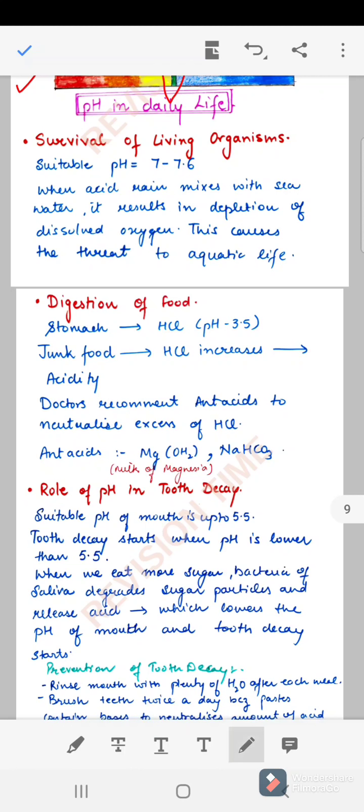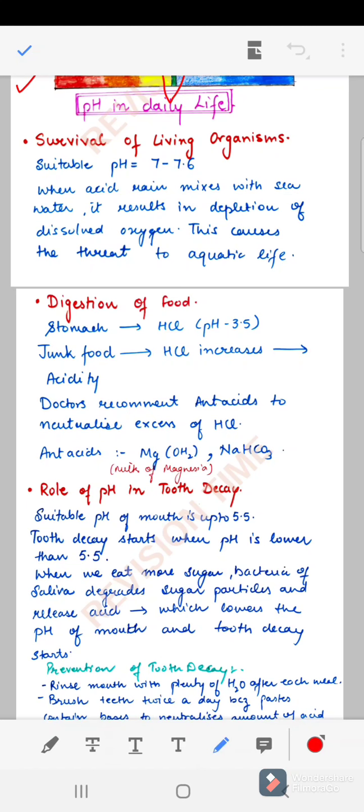Second is digestion of food. So we all know that in the stomach we release gastric juices for the digestion. In that we have HCl. HCl is hydrochloric acid with pH 3.5. This is the suitable pH. So whenever we eat junk food, the production of HCl increases, and it will cause acidity to us. So for this, the doctors generally recommend antacids to neutralize the excess of HCl. It neutralizes the excess of HCl only, right? Common antacids are sodium bicarbonate, and magnesium hydroxide, that is milk of magnesia.